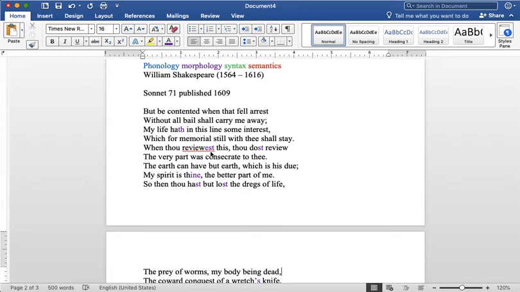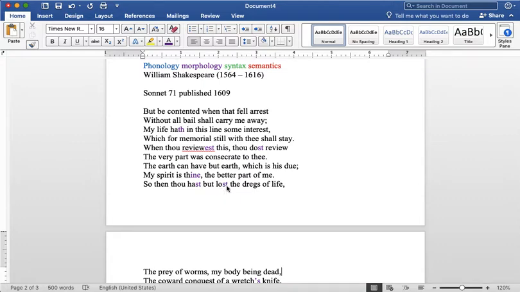I'm also interested in the "est" and "st" endings on some of these words. So I know the word "review," but I don't necessarily know the word "reviewest." I'm interested in this morphological ending, and I want to know if it's similar to the "st" ending on "dost," like "doest," or "hast," or even "lost" down here.